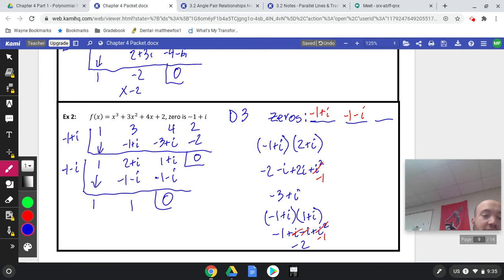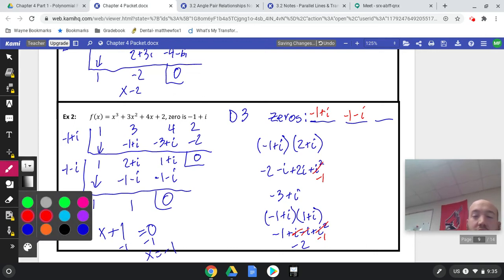So now the final thing, let's write this. And it's going to be x plus 1, which we hopefully know. All we have to do is set that equal to 0, subtract the 1. You get x equals negative 1, or you could have taken the opposite. Either way, our third 0 there is negative 1, and we are done.